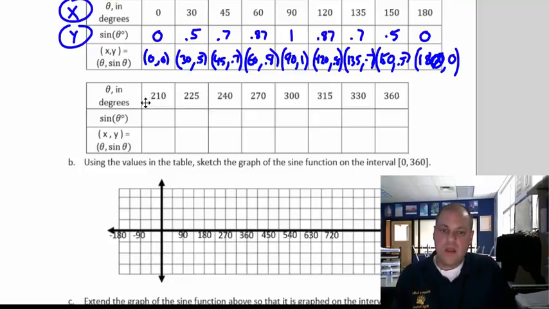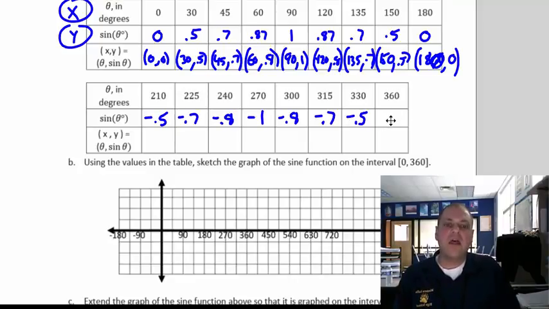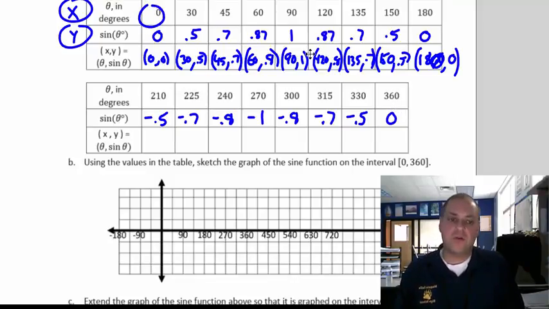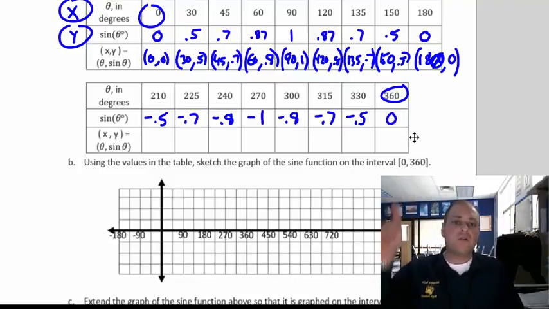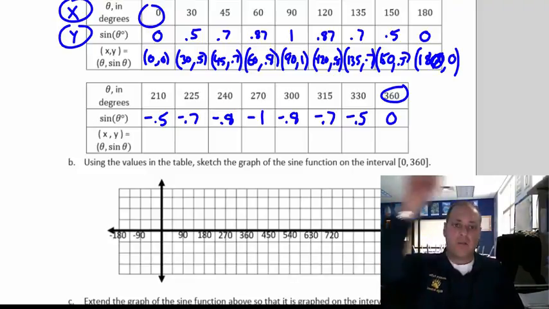Okay, let's continue. 210. Now it's negative because we're in the third quadrant, and sine is negative. Negative 0.5, negative 0.7, negative 0.8, negative 1, negative 0.8, negative 0.7, negative 0.5. Where am I getting these from? I am getting these from the unit circle. And then back to 0. Why? 0 and 360 are the exact same thing, so obviously the sine would still be 0. That's just going around the unit circle, grabbing those y values, the sine. We're graphing just sine. It's the y values all the way around the unit circle.